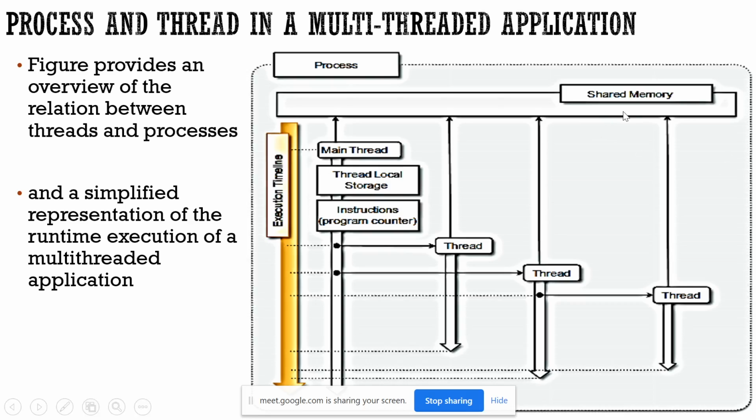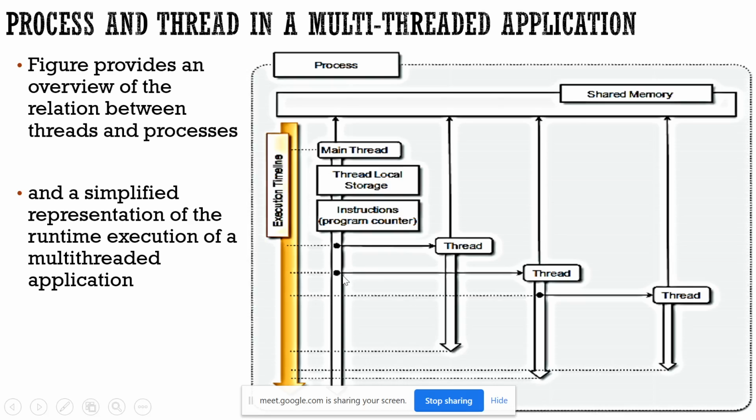So there is a shared memory on the top. This program starts, the main thread starts, and it has its own local storage, meaning its own local variables and its own instructions. At this point it creates another thread, and this thread 2 starts parallelly over here.